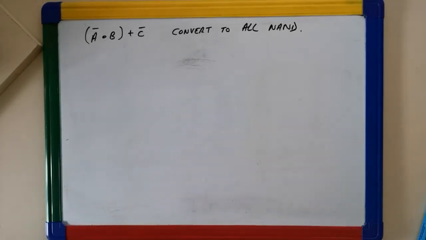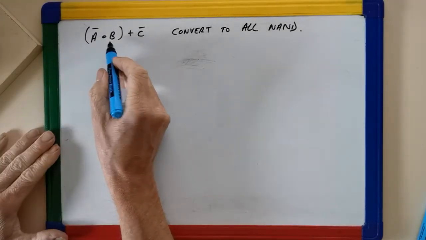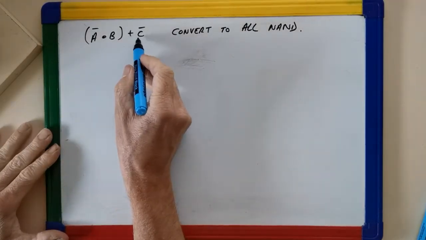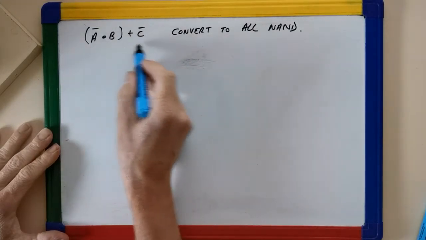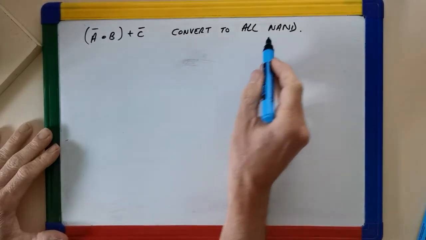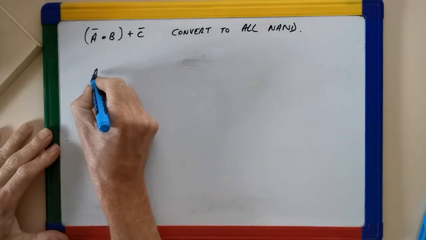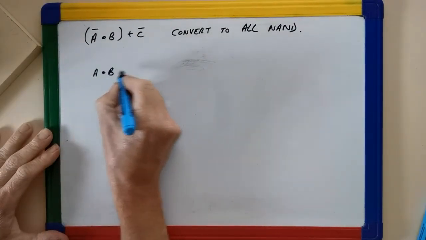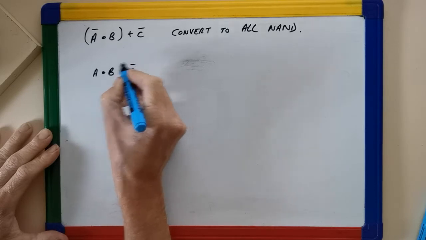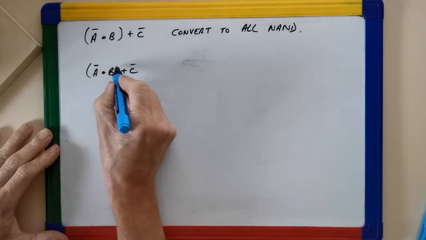Let's have a look at how we would do this one. So we've got not A and B or not C, and we want to build this whole expression using nothing but NAND gates. So as always, I'm going to write it out again as a starting point.